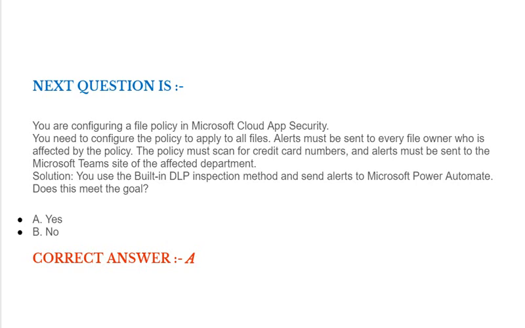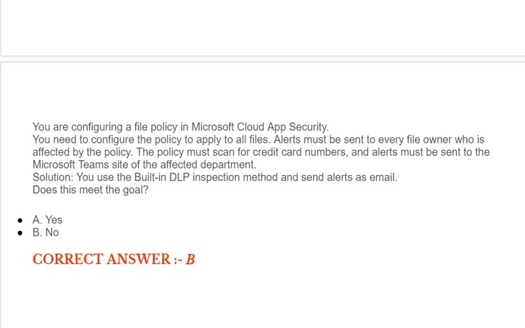Question is, you are configuring a file policy in Microsoft Cloud App Security. You need to configure the policy to apply to all files. Alerts must be sent to every file owner who is affected by the policy. The policy must scan for credit card numbers, and alerts must be sent to the Microsoft Teams site of the affected department. Solution: you use the built-in DLP inspection method and send alerts to Microsoft Power Automate. Does this meet the goal? Options are yes or no. Correct answer is yes.